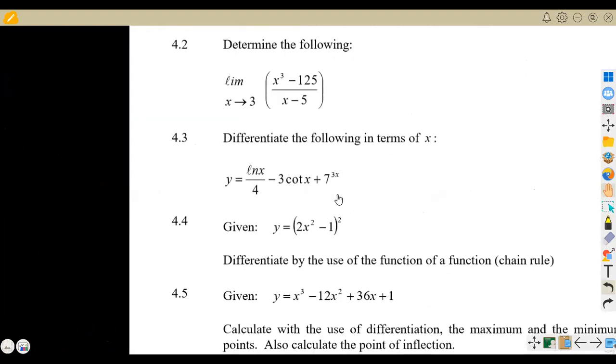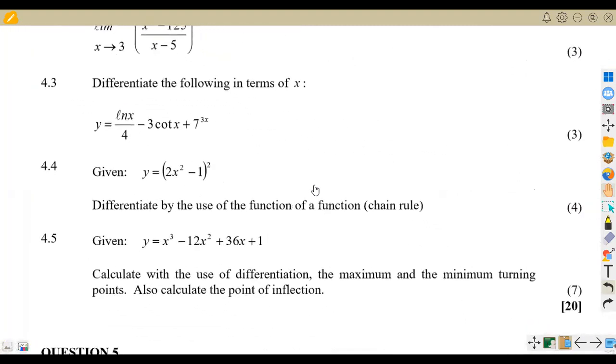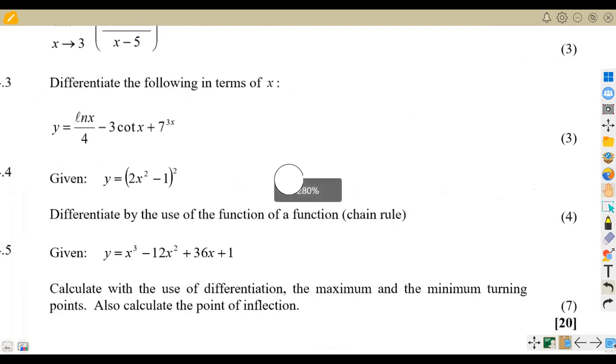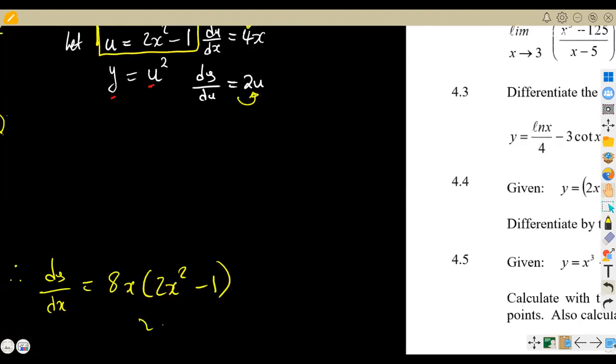On 4.5, we are given that y is equivalent to x cubed minus 12x squared plus 36x plus 1. Calculate with the use of differentiation the maximum and minimum turning points. We are not told to differentiate just maximum and minimum, so you just calculate turning points. Also calculate the point of inflection after that, and that's 7 marks.